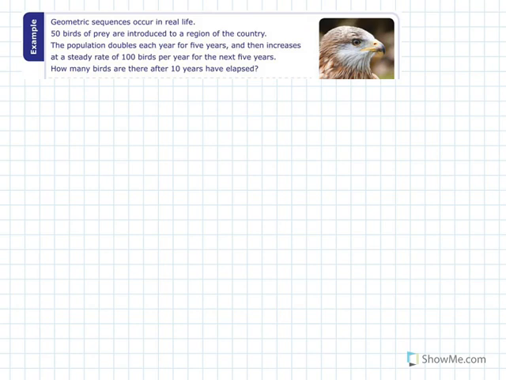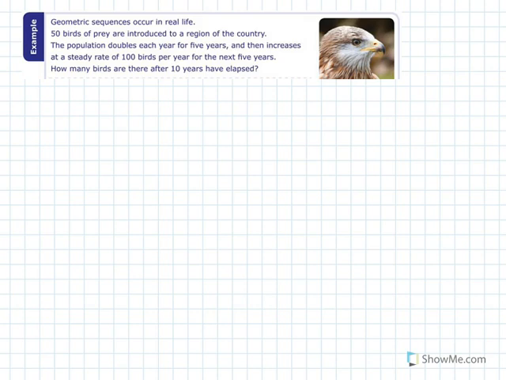So before we do anything, let's just make sure we take on board what that says. It says it doubles every year for 5 years. If it doubles, that must mean it's timesing by 2 every year. So for the first 5 years, it's a geometric progression, or geometric sequence. It then increases at a steady rate of 100 birds per year for the next 5 years. So if it's going up by a constant amount every year, then it's suddenly turned to a linear or arithmetic sequence. How many birds are there after 10 years have elapsed?